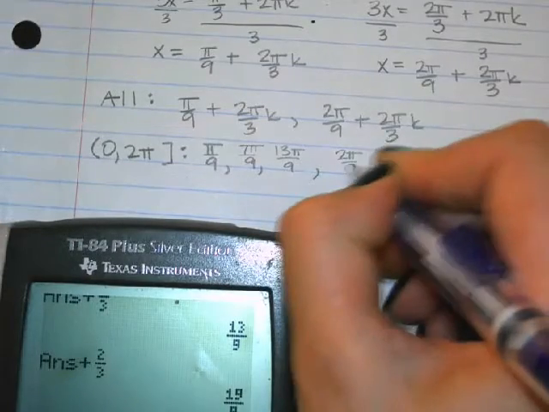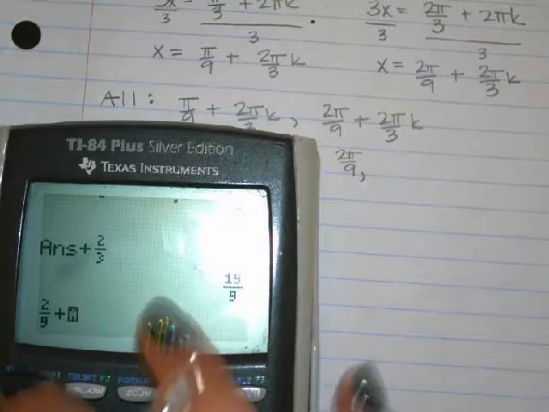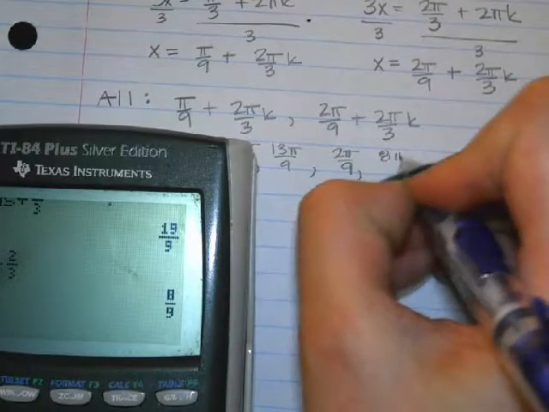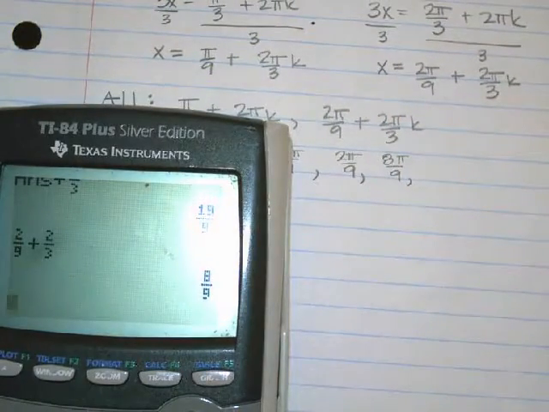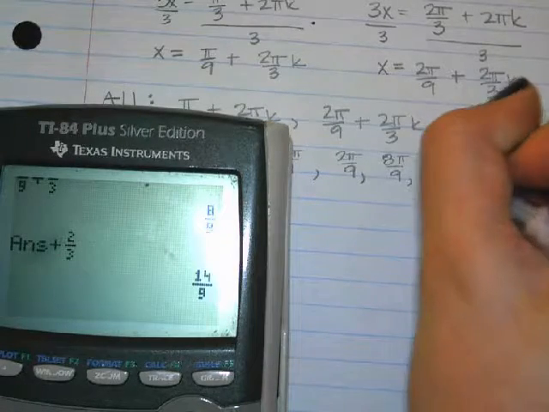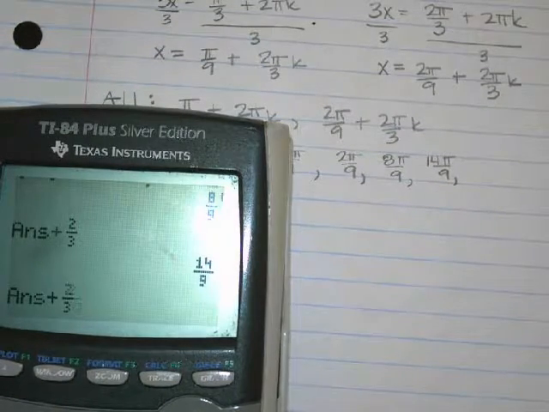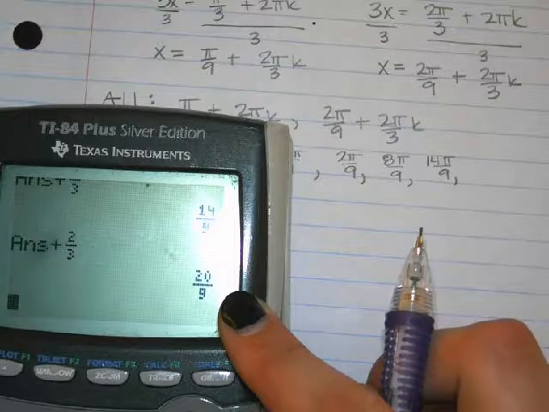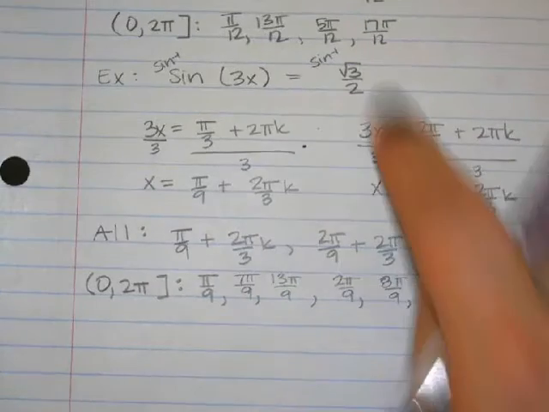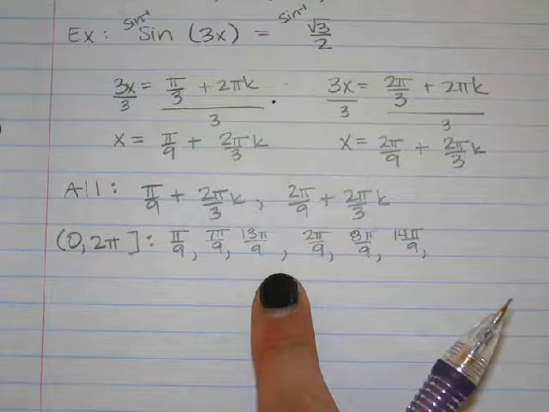So 2 pi ninths, and I'm going to add 2 thirds. So I have 8/9. And then I'm going to add 2/3 again, and I get 14/9, and then I'm going to add 2/3 again, and this is 20/9, which is too big, it's outside of our interval. So for a normal equation, we would have had 2 solutions on a unit circle. When you see 3x there, you have 6 solutions on a unit circle.